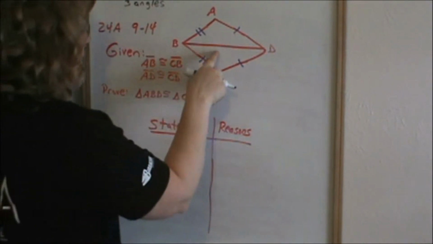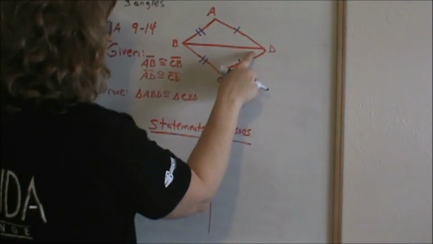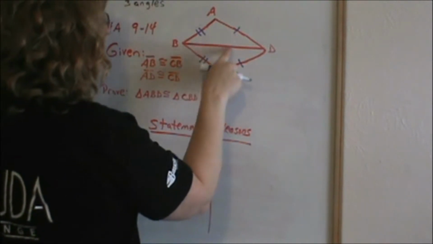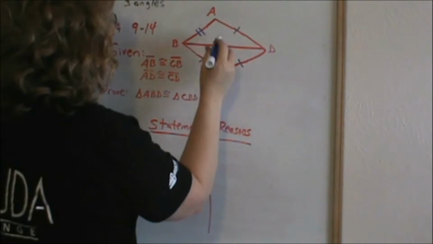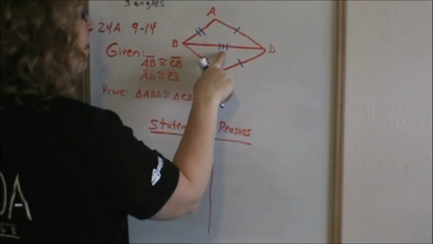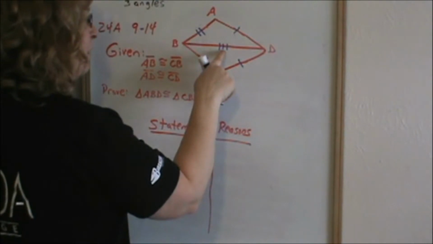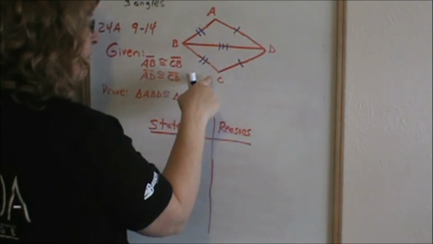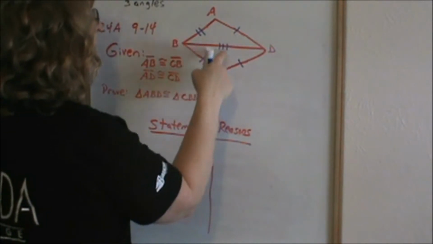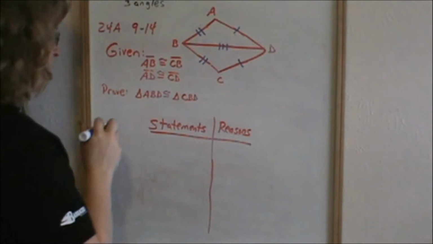The one other thing that we know is that BD is going to be the same line for both triangles. So BD is congruent to itself. And again, we want to use yet a third marking so that we don't get confused that this is congruent to anything else. Okay? This is like a scalene triangle, no sides are congruent. So you need to make sure that all your markings are different.